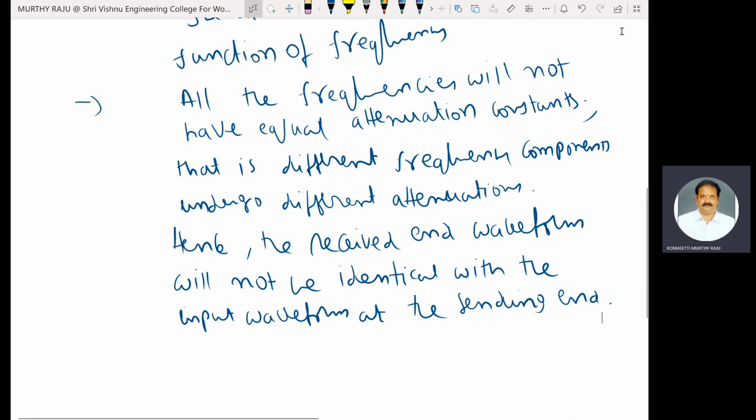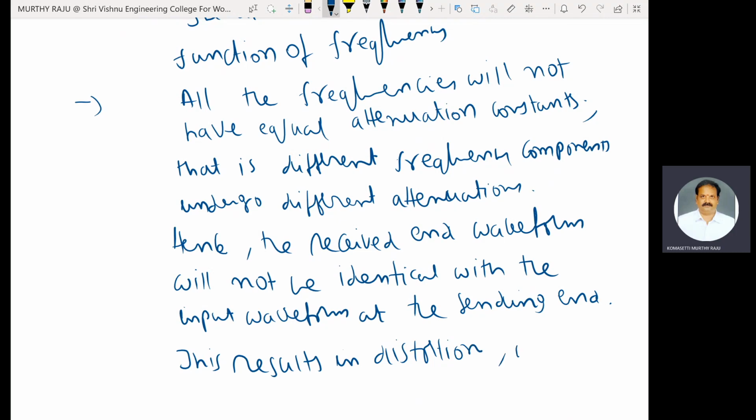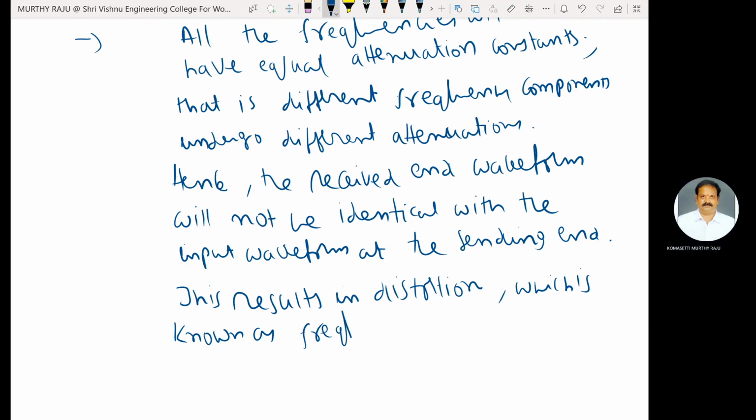This results in distortion, which is known as frequency distortion.